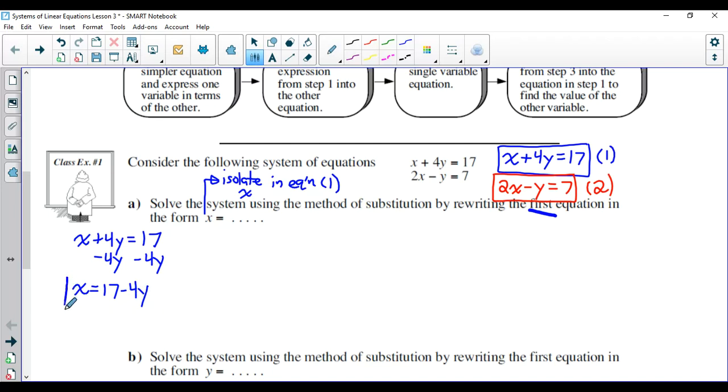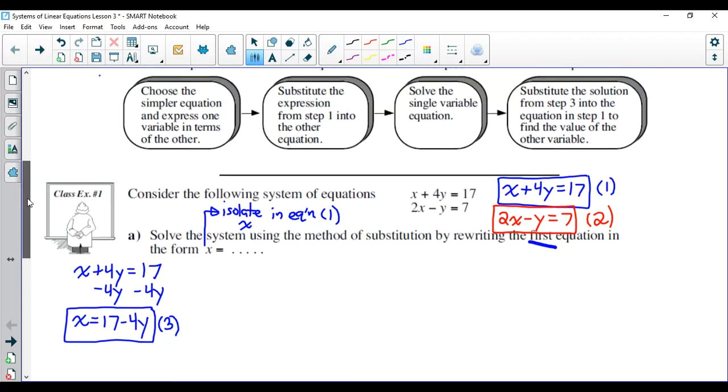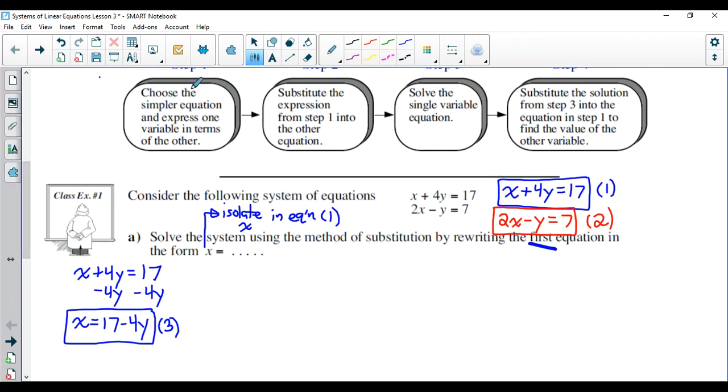Now, I'm going to box this equation, and I'm also going to give it a number. I'm going to call it equation number 3. If we go up to our steps here, it says choose a simpler equation. I chose equation 1 and expressed one variable in terms of the other. I expressed x in terms of y. When it says express one variable in terms of the other, it just means isolate one of the variables.